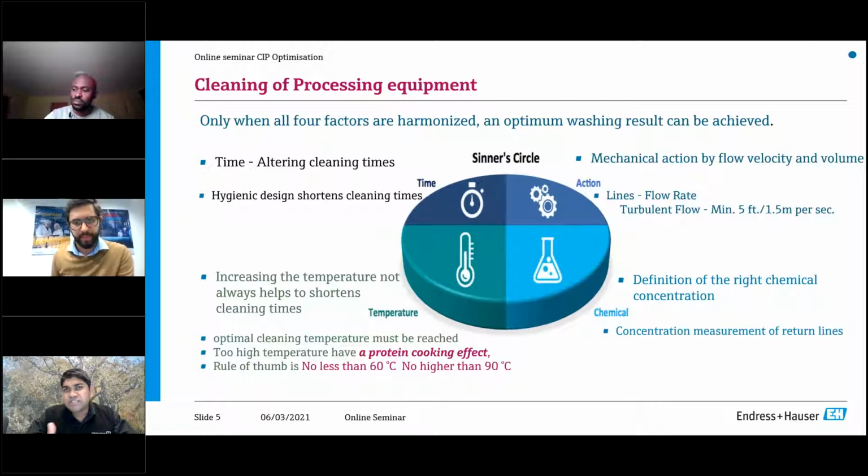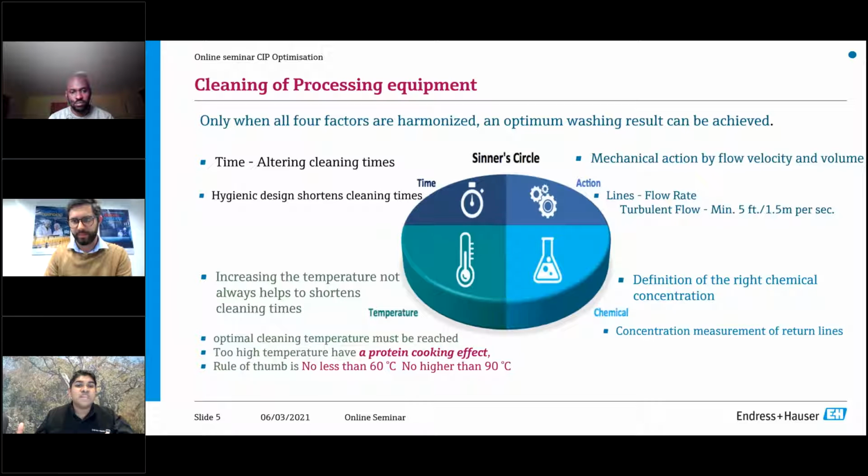And then finally, you obviously have the physical action of cleaning. You need to achieve a certain flow rate in order to create a turbulent flow. If you have a quite laminar, stable flow, you're not agitating the line enough to get into the crevices to physically clean the line. This is why typically we say a minimum of 1.5 meters per second in terms of flow velocity to create that turbulent agitation. So this is basically the Sinner cycle as a whole in terms of the cleaning process.